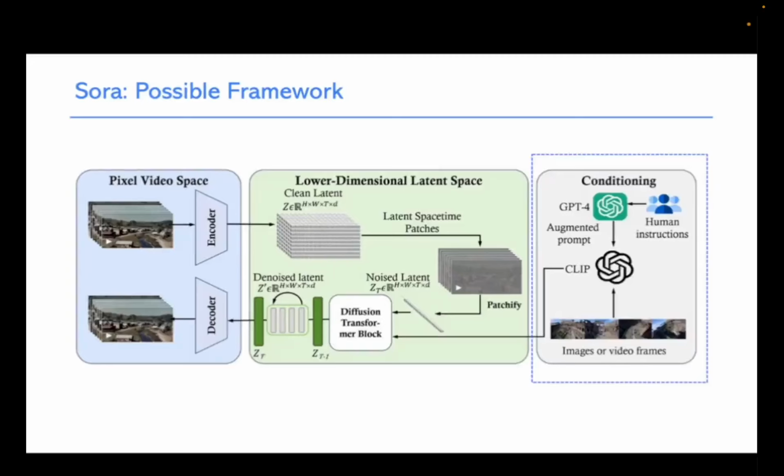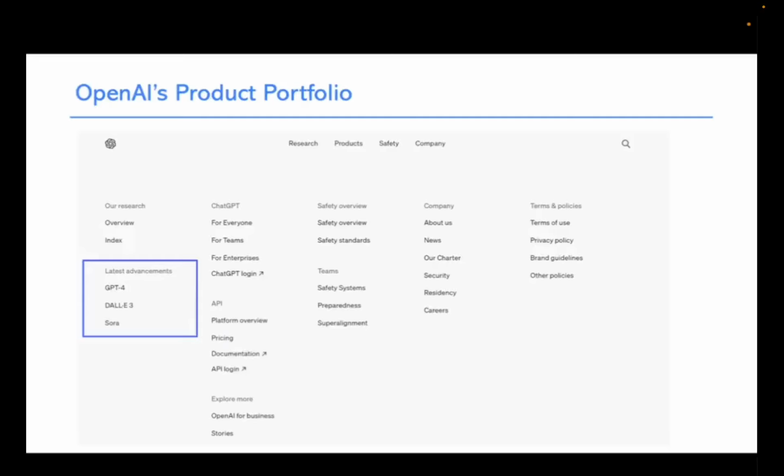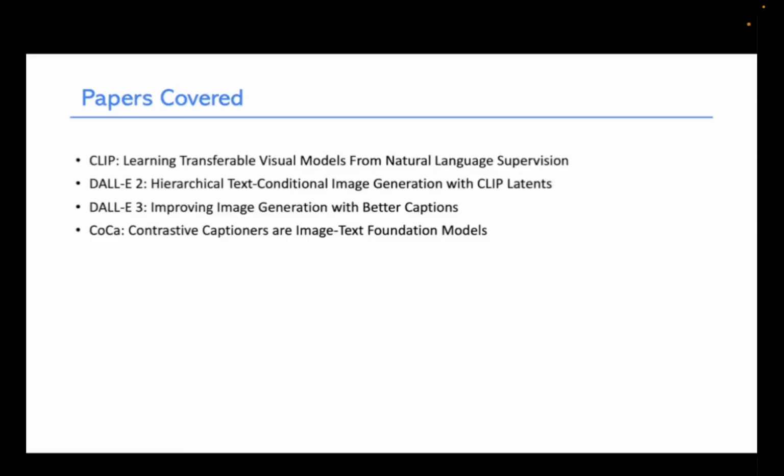So that's the conditioning part of Sora. And from this session, not only do you have some exposure, you have the answers to those questions, you also have some exposure to the latest advancements of OpenAI's product portfolio. Actually, they have a lot of interaction with each other. And the papers covered in this section are CLIP, DALL-E 2, DALL-E 3, COCA. That's it. Any questions?